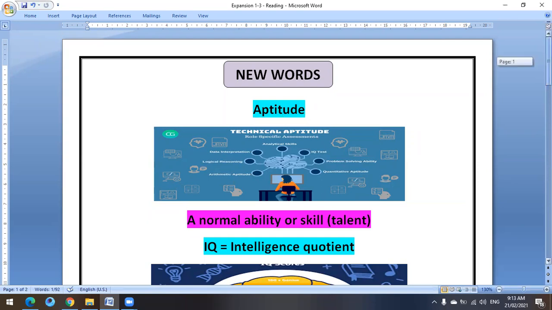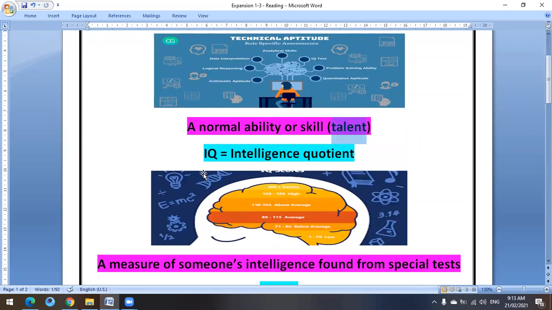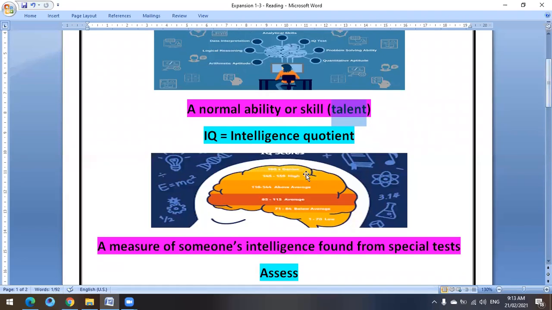Okay, after that, the word IQ. IQ refers to the words intelligence quotient. So, what does this word mean? A measure of someone's intelligence found from special tests. As you see here in this picture, we have levels of intelligence. When you do this IQ test, this test measures your level of intelligence.